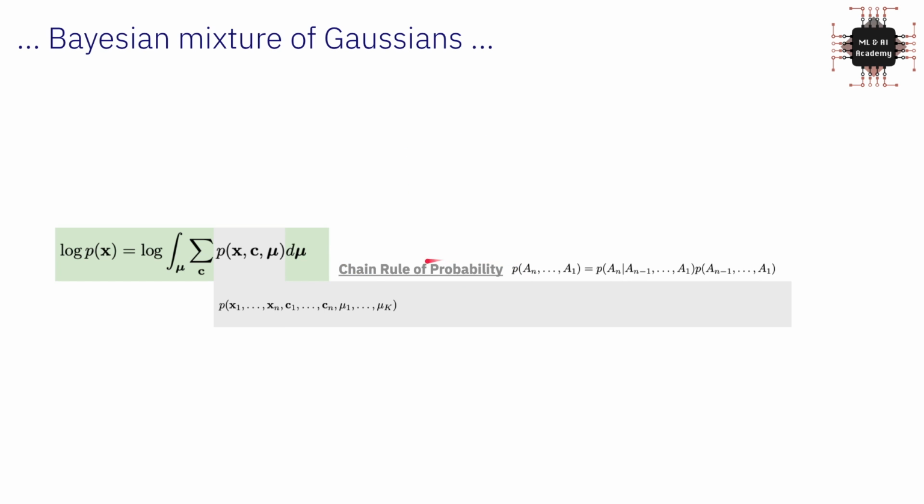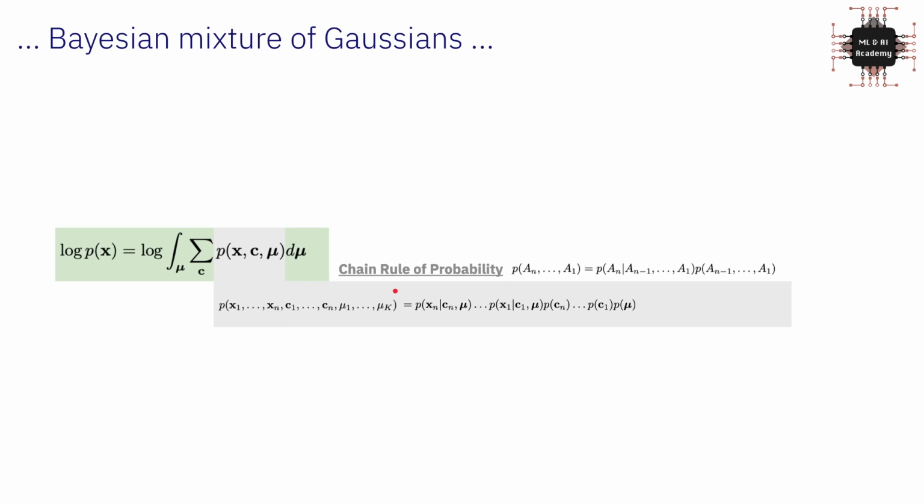So now let's apply this chain rule idea to our equation. Remember, we had n data points, n x's, so we have p of x1 up to xn. For every data point i, we also had a c vector, so that's c1 up to cn. And we had k components of Gaussian means, which we wrote as mu1 up to mu k. Applying the chain rule here, we take xn and condition on everything else: xn minus 1 up to x1, cn up to c1, mu1 up to mu k.